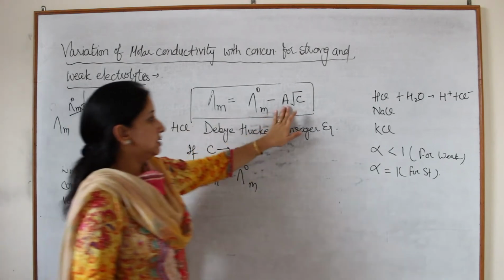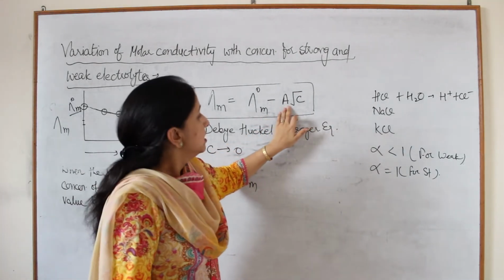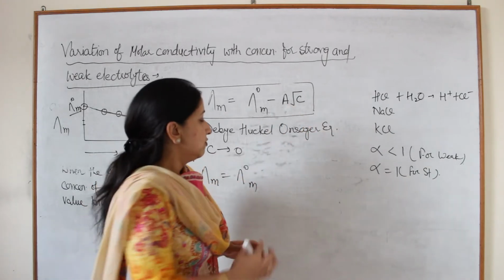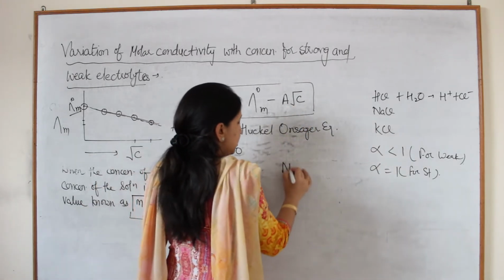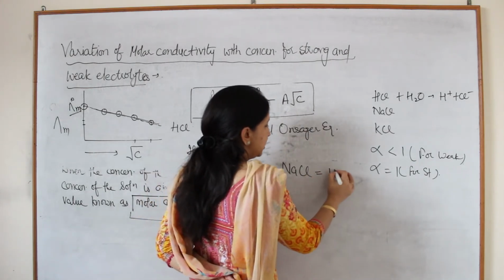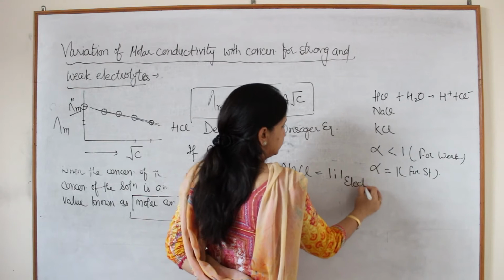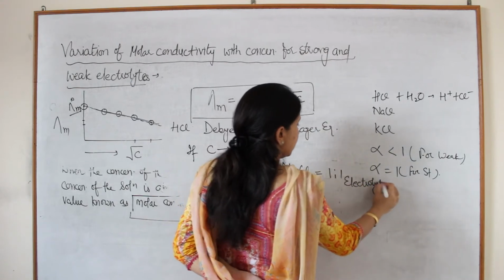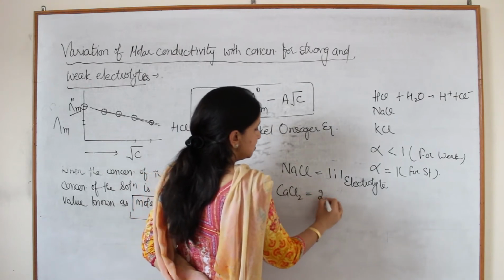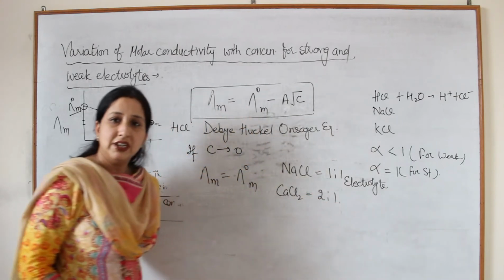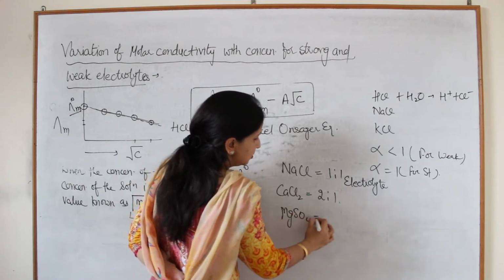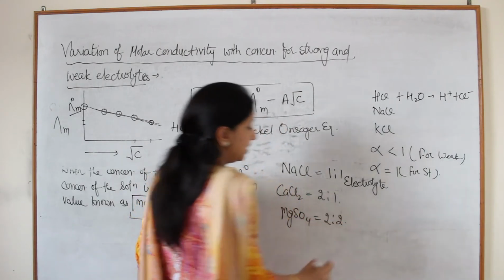So this constant of proportionality depends upon the nature of electrolyte also. For example, if we have NaCl solution, this solution is known as 1:1 electrolyte. And if we have CaCl2 solution, this is known as 2:1 electrolyte. And if we have magnesium sulfate solution, this is known as 2:2 electrolyte.